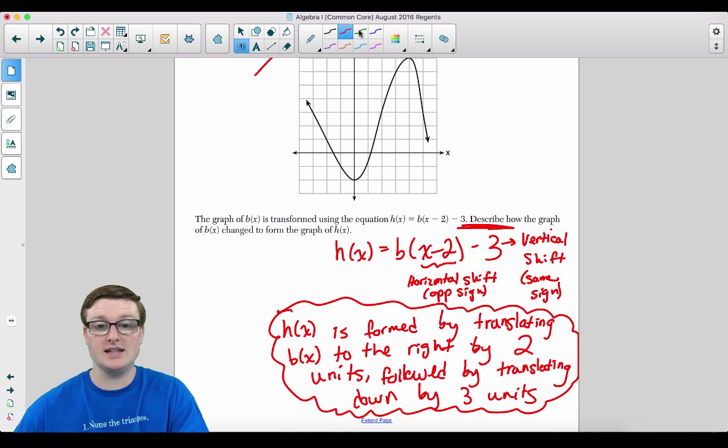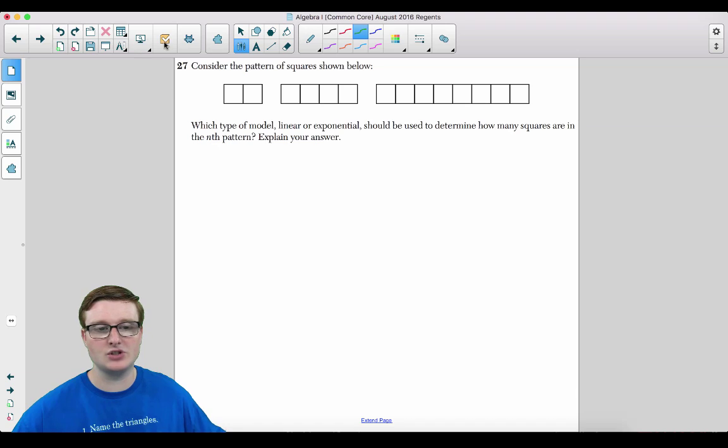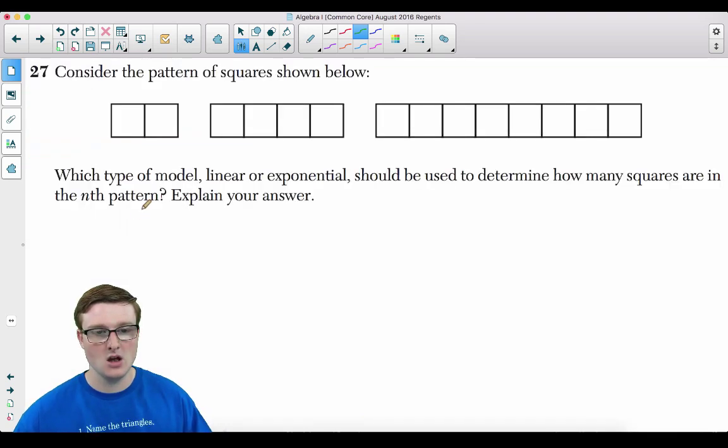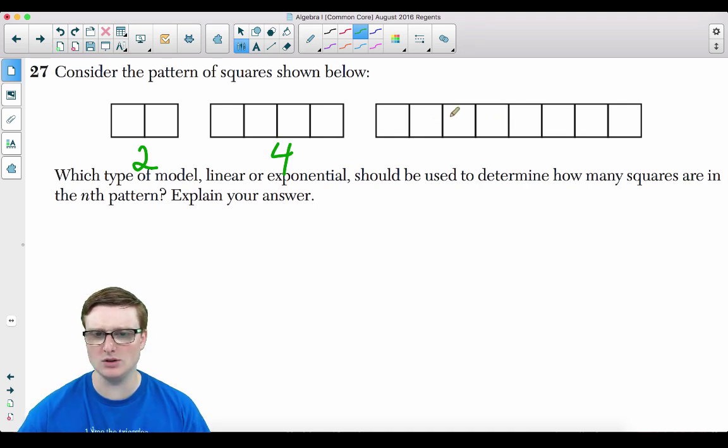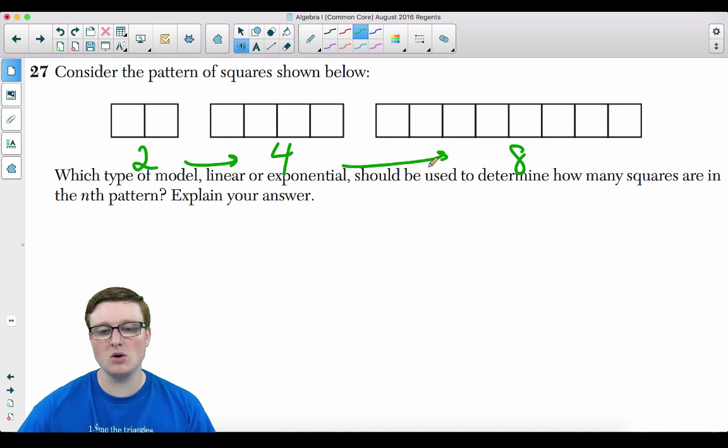All right, moving on to question 27. Question 27 says, consider the pattern of squares below. Which type of model, linear or exponential, should be used to determine how many squares are in the nth pattern, meaning the next set of blocks, and explain your answer. This is showing 2, this is now showing 4, and this looks like it's showing 8. 1, 2, 3, 4. Yep, 8. So it looks like we're multiplying by the number 2. Looks like we're doubling each time. That's not linear, that's exponential.